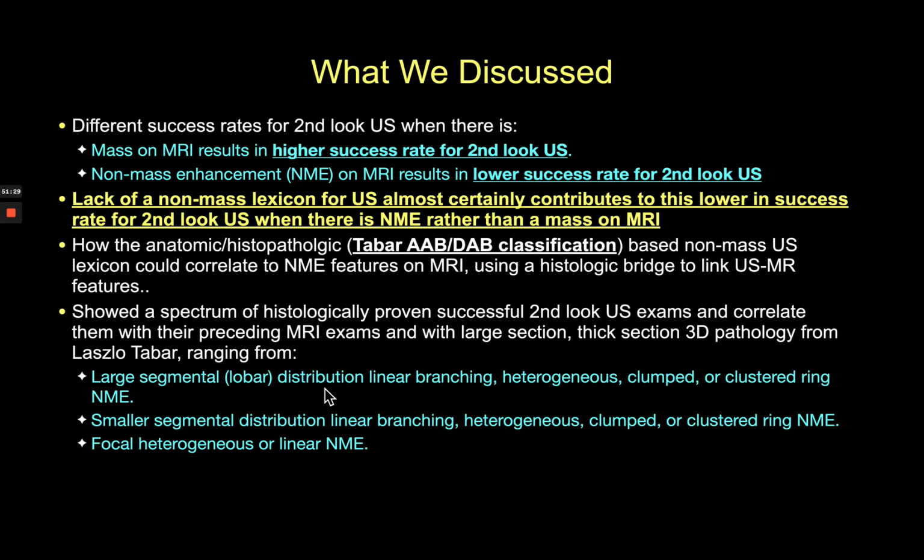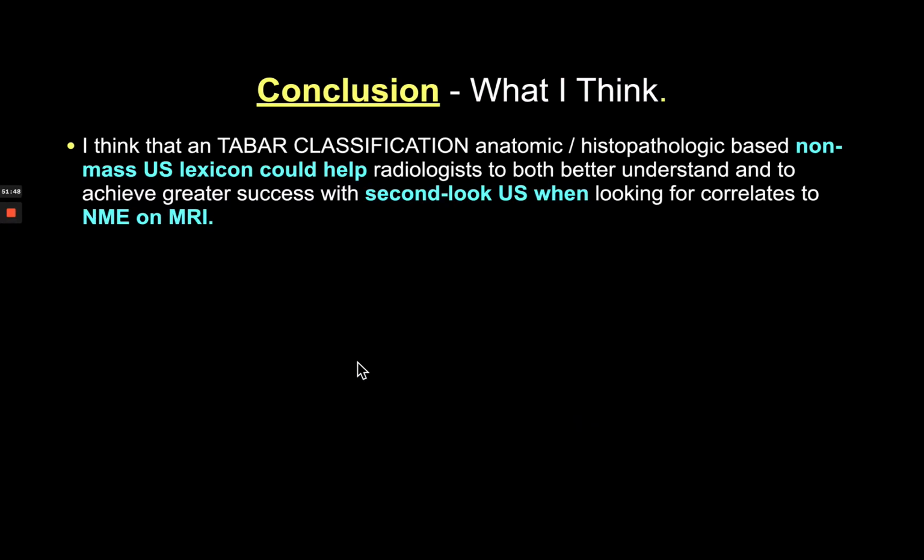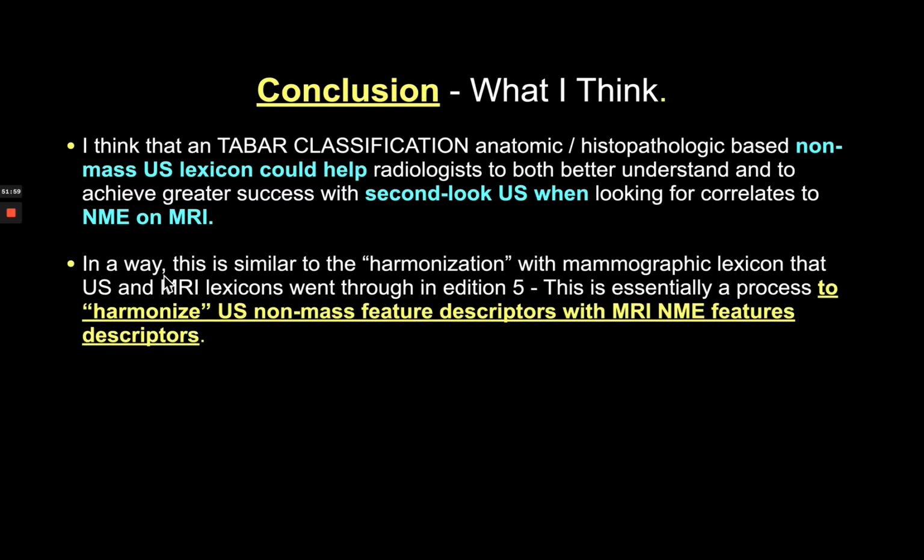And we showed you a spectrum from grossly obvious giant lesions that nobody could miss down to really quite subtle small lesions, and how that learning process can help you learn how to detect non-mass findings on ultrasound that correspond to non-mass enhancement in MR. So in conclusion, I think the DeBar classification system really could help radiologists to better understand what they're seeing on second-look ultrasound when there's non-mass enhancement on MR.